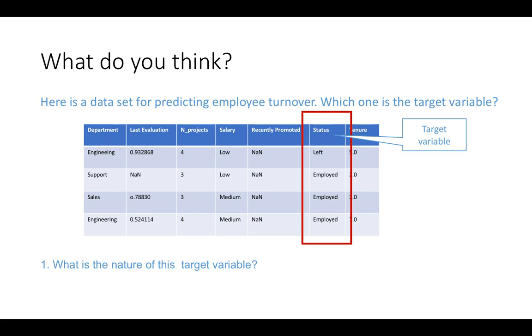And what is the nature of this target variable here? It is either left or employed. So it is a binary kind of class. It is a binary value, left or employed. So keep that in mind. Target variables can be of different nature. It's categorical, but it is one of the two categories it can take, either the employee left or employed. That is why we call it binary.